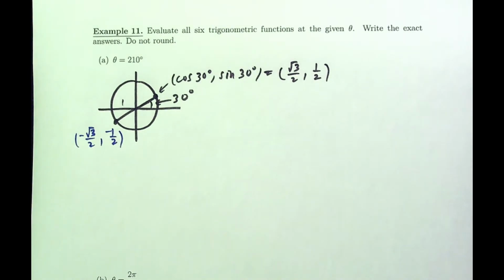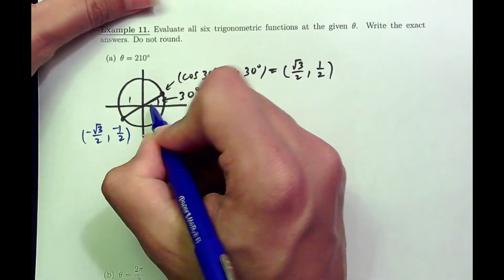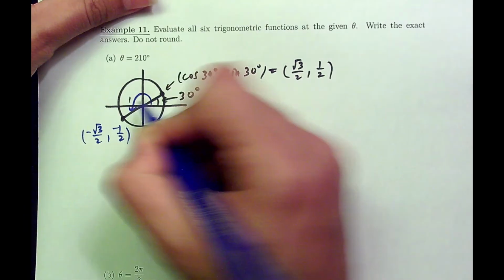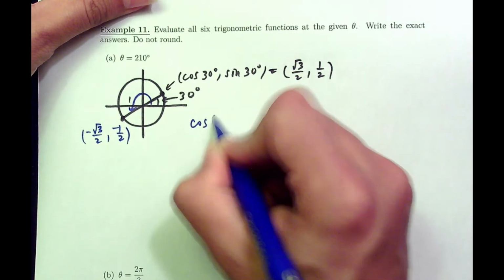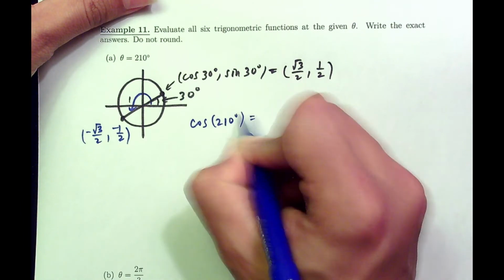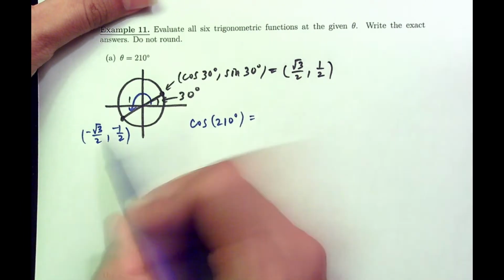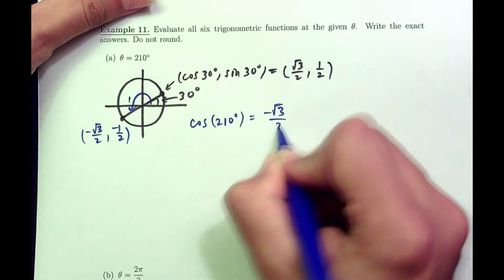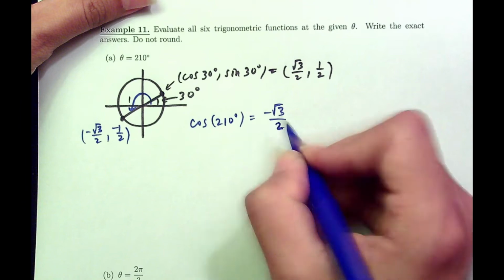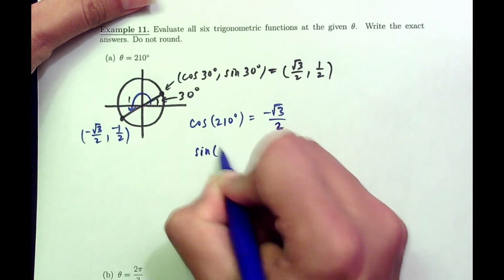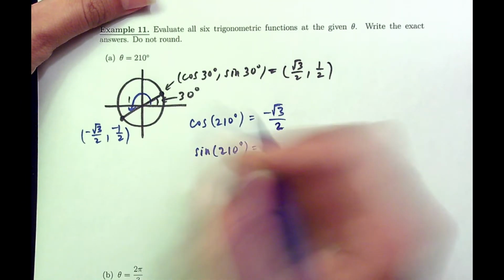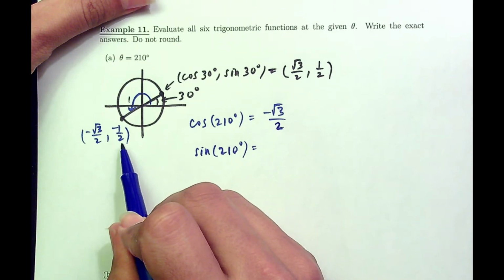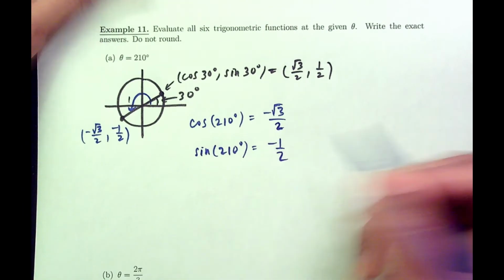And what does that mean? That means that the cosine of 210 equals the x-coordinate, which is negative square root of 3 over 2, and the sine of 210 equals the y-coordinate, which is negative a half.